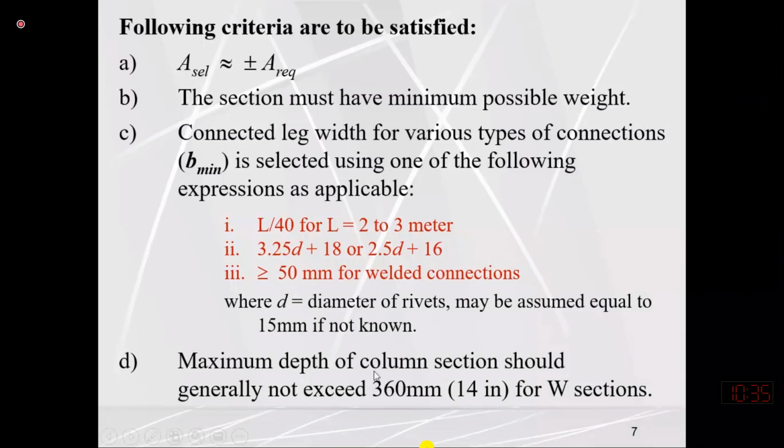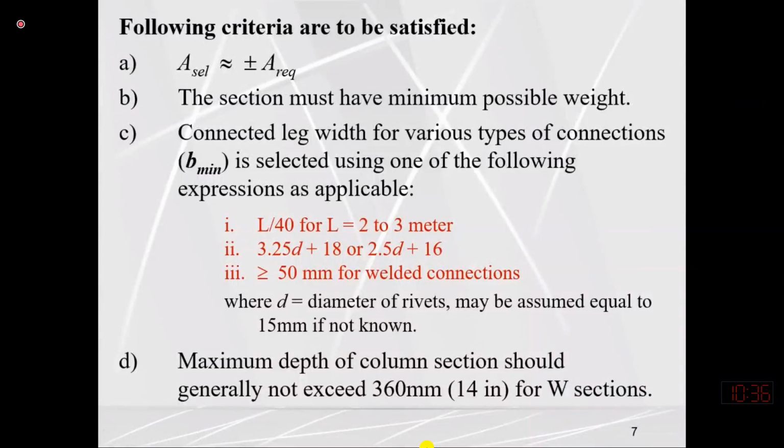Then there is another consideration for the compression member only. When we are selecting the W section, it is not preferable to select a W section whose depth is more than 360 or 14 inch. In some special circumstances, we can use a section with higher depth, but in most cases, we should not select a section whose depth is more than 360.